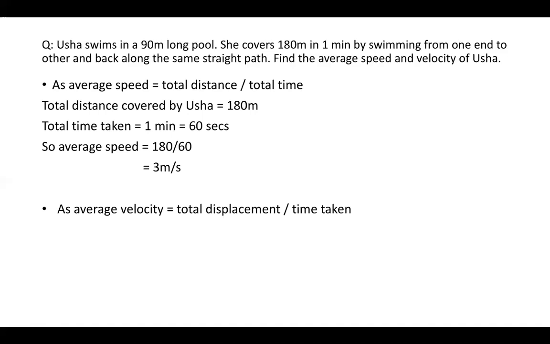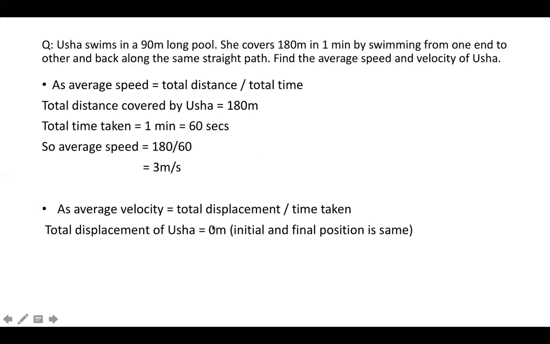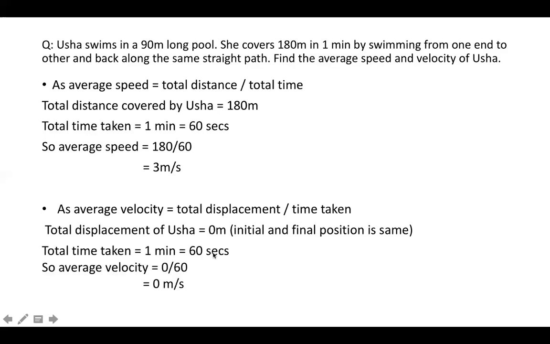Similarly, average velocity is equal to total displacement upon total time. Total displacement, as you remember, we have discussed in the first module, is the shortest distance between initial and final position. And here, if we read this particular sentence carefully, we see that the initial and the final position is same, as she has come back to the same point along the same path. So initial and final position is same. So displacement is 0. So total time taken is 1 minute and average velocity comes out to be 0 meter per second.